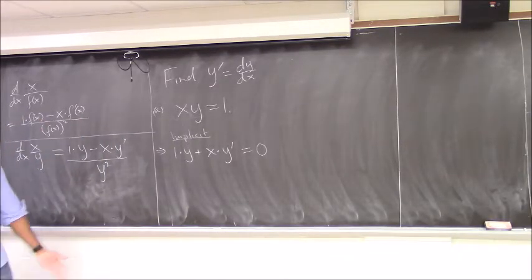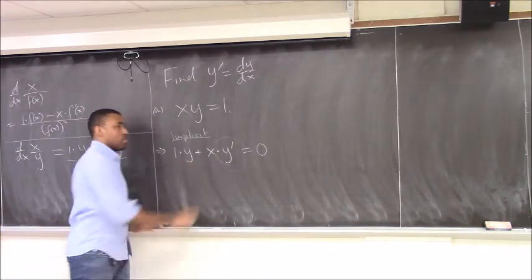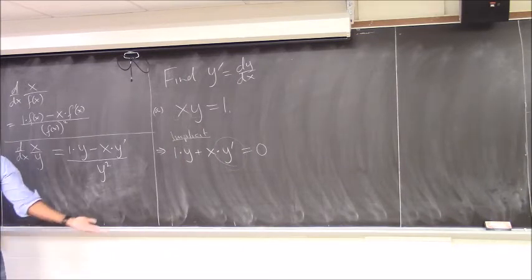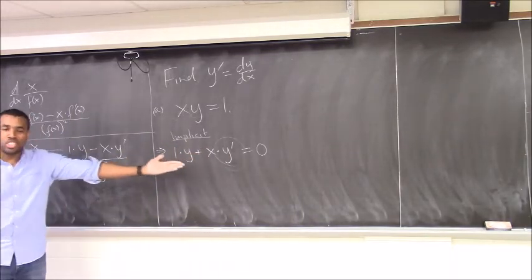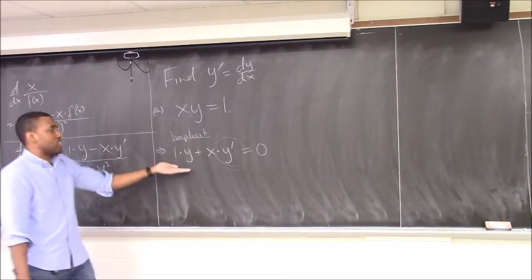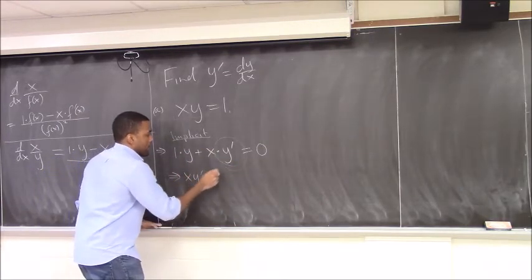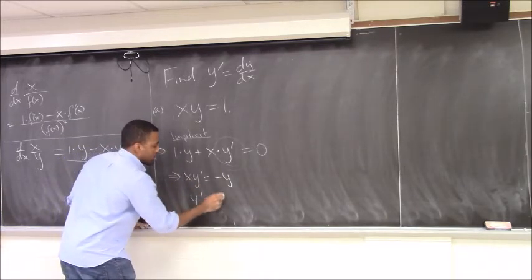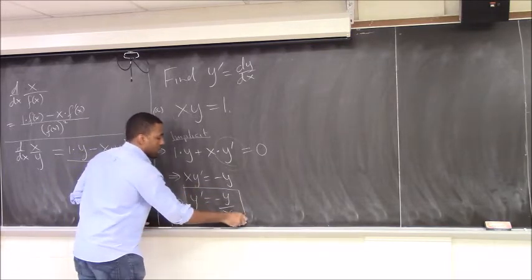We're not done yet though. The goal is to find y prime, right? Which means this is the guy I care about. How do I find him? Just solving algebra is how I'd find him. Whatever algebra techniques I need to do to solve that equation, just do it. In this case, just bring that to the other side, and then divide both sides by x. And so this I would consider my answer.